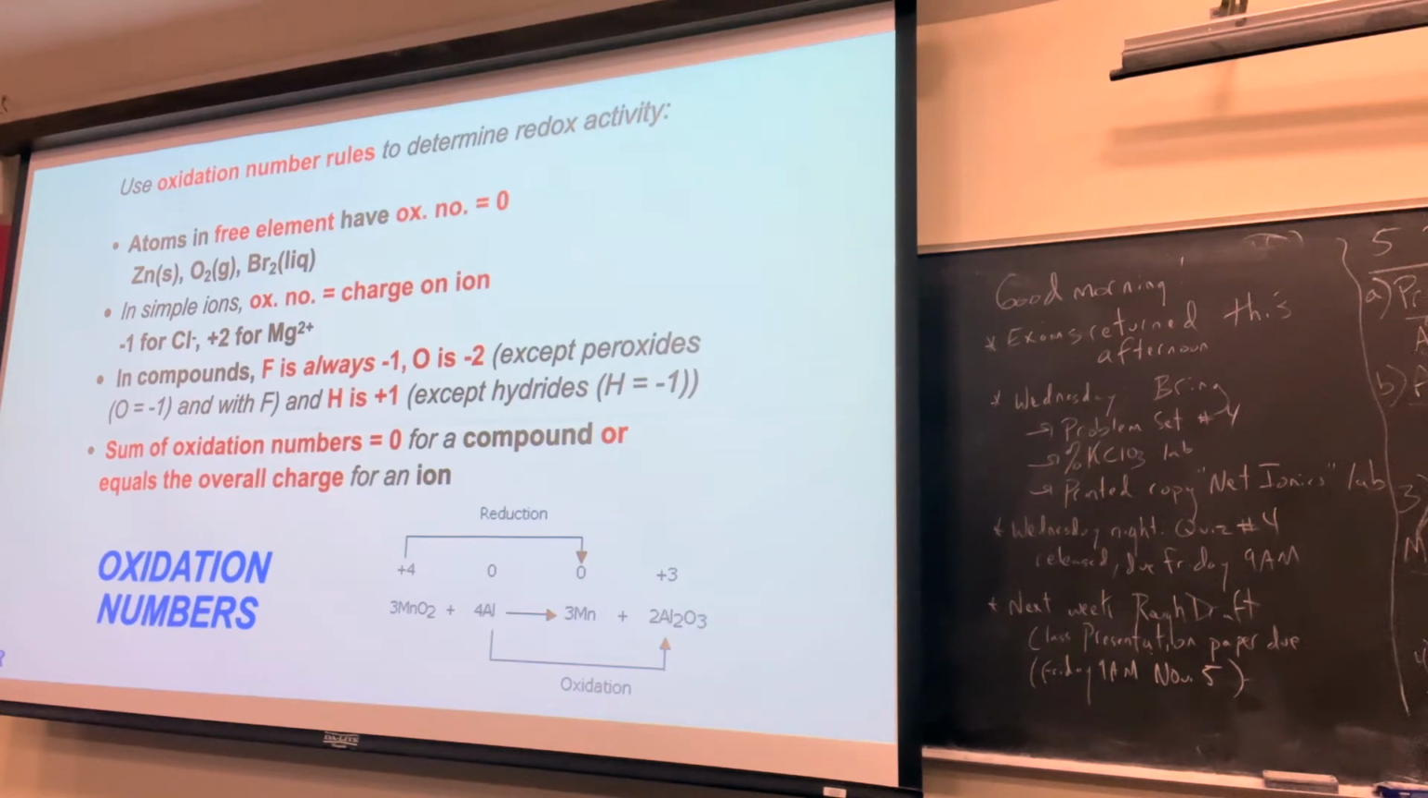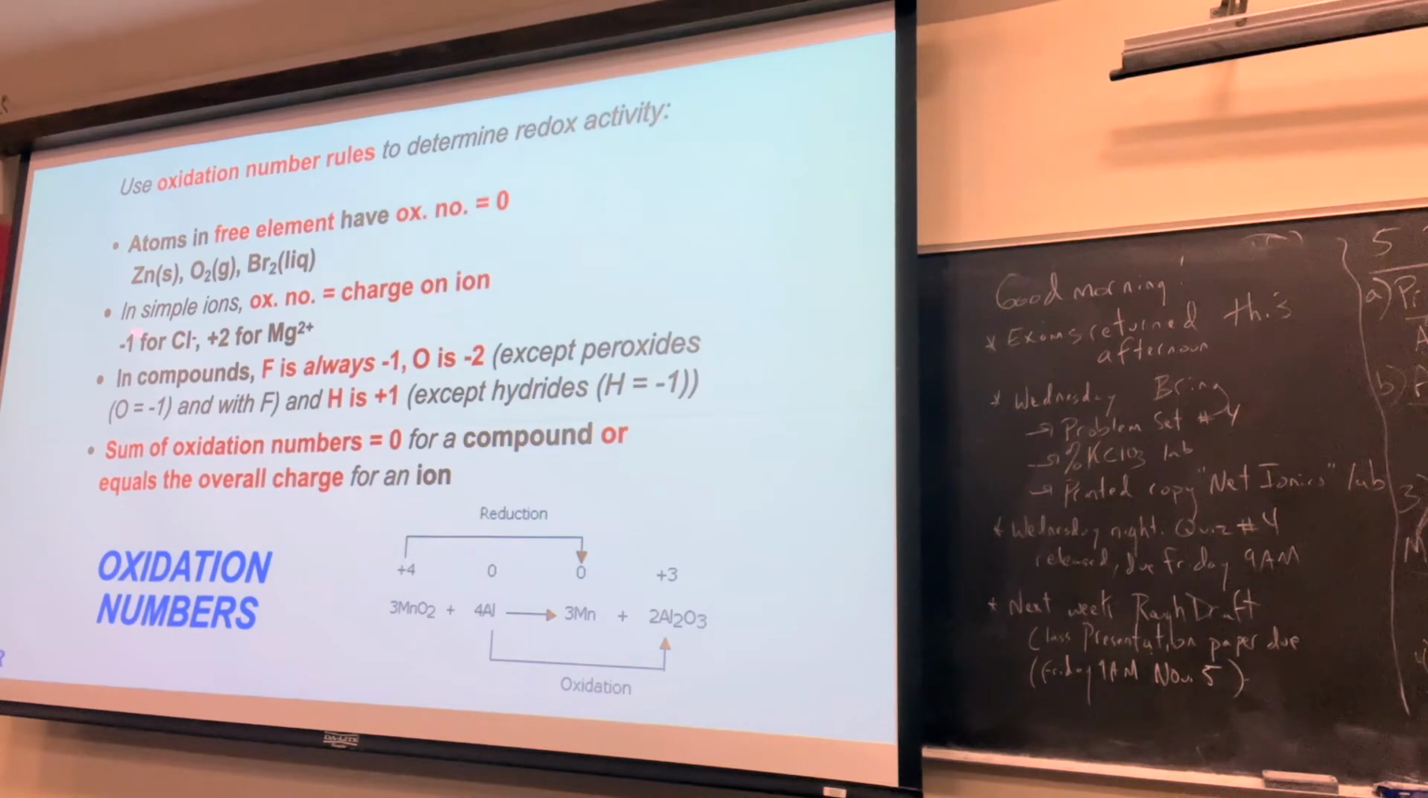So these things can be helpful. Some people like them more than others, and there's other ways to do this. So these are the boring rules for figuring out oxidation. First of all, this is important. It says that atoms as a free element will have an oxidation number of 0. So manganese here and aluminum are by themselves. There's no charge on them. That's why they're both 0. All the elements by themselves will have oxidation numbers of 0. So zinc is a solid, oxygen is a gas, bromine is a liquid, etc. It doesn't matter if they're diatomic or monatomic. If they're an element by themselves, they're going to be 0.